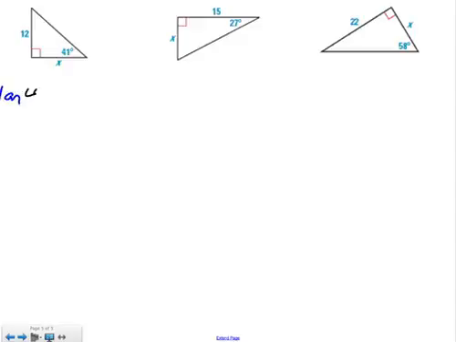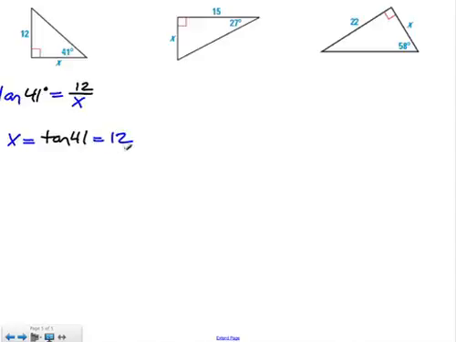Okay, so with this first one over here on the left, we always start off saying the tangent of 41 degrees. In this case, it'll be the opposite over the adjacent, so that would be 12 over x. You multiply both sides by x.